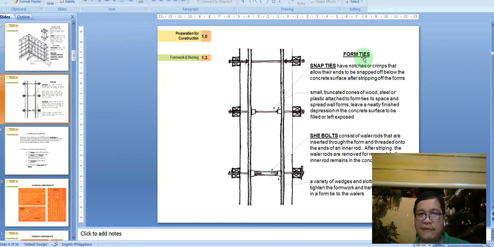Then you have your form ties. So you have your snap ties, which have notches or crimps that allow their ends to be snapped below the concrete surface after stripping off the forms. Then you have your she-bolts, which consist of threaded rods that are inserted through the form and spread into the ends of an inner rod. Okay.